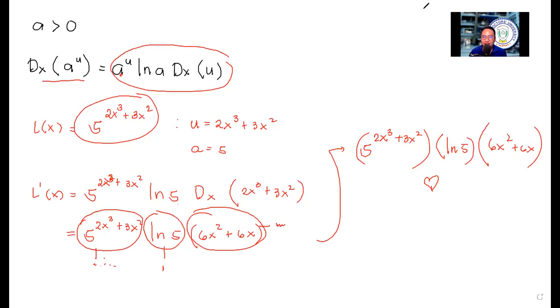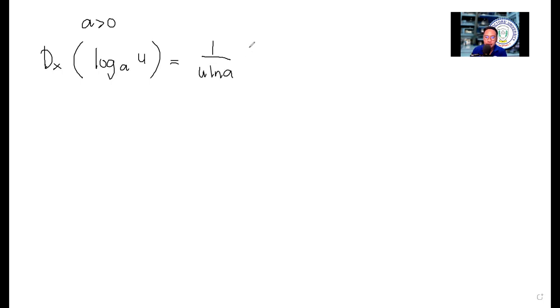I'm gonna clear this out. So I'm gonna proceed to the next item. Well, let me write the formula. Okay. The formula now is d/dx of log of a u. Again, this a should always be greater than 0, okay? Because it's log. The formula that we have here is 1 over u ln a, times d/dx of u. So similar concept, guys. a should be greater than 0 and u is not a constant term.